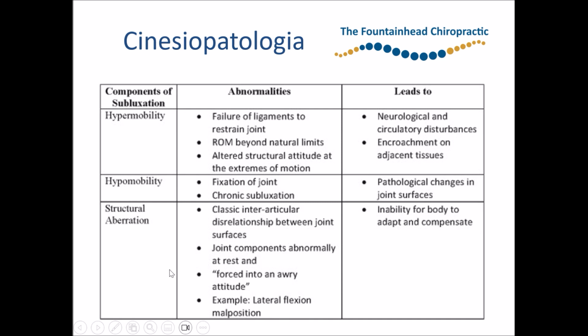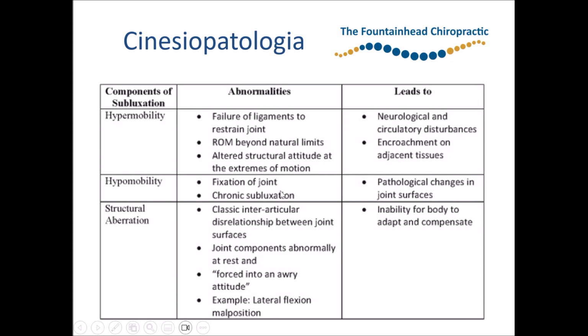And we also must pay attention when we evaluate the joint play and the motion of the joints, like motion palpation and visualization in Adams test, in active or passive movements, to seek hypermobility. Yes, it's very important because hypermobility is maybe a failure of ligaments to restrain joint amplitude of movement, the range of movement beyond natural limits, altered structural attitude at the extremes of motion. This also can lead to neurological and circulatory disturbance that we must pay attention to, and also encroachment on the adjacent tissues. And this is very important because we have some concepts we talk about in the next slide about hypermobility.